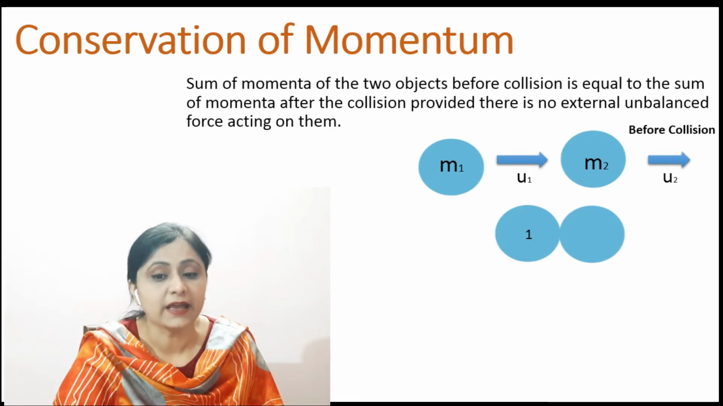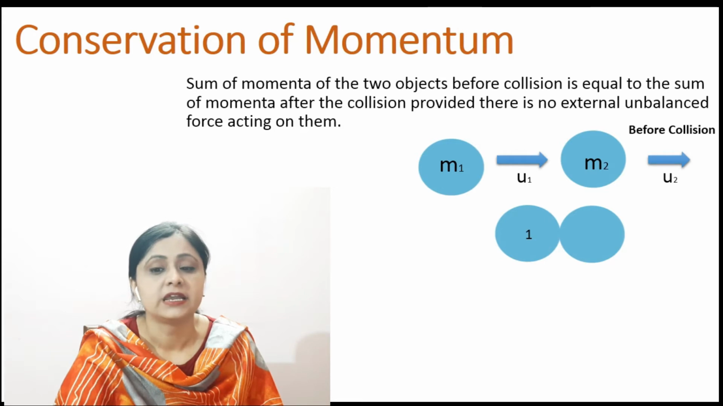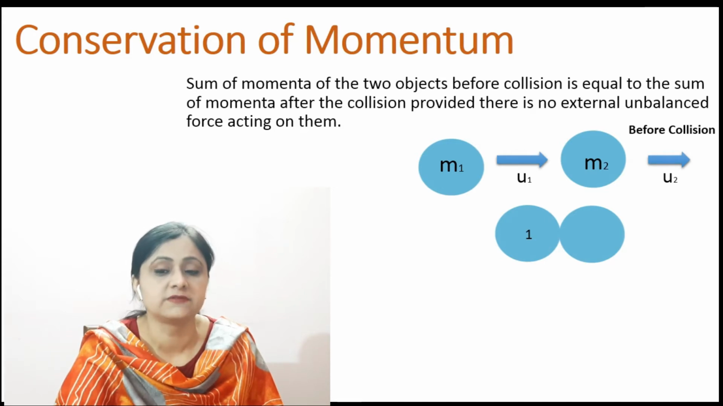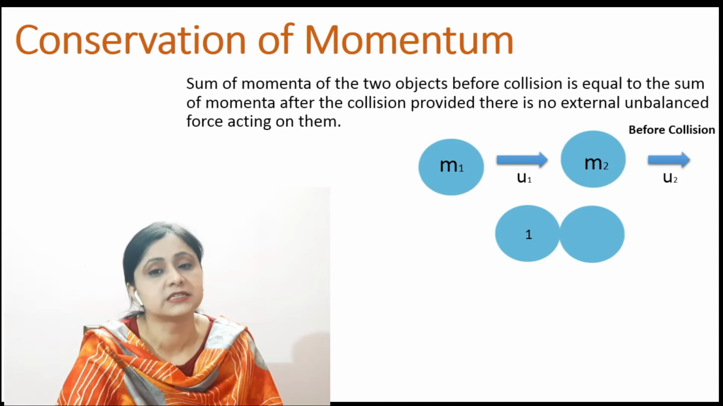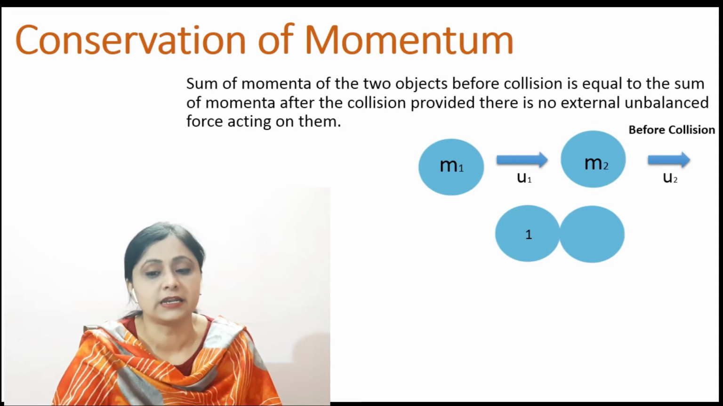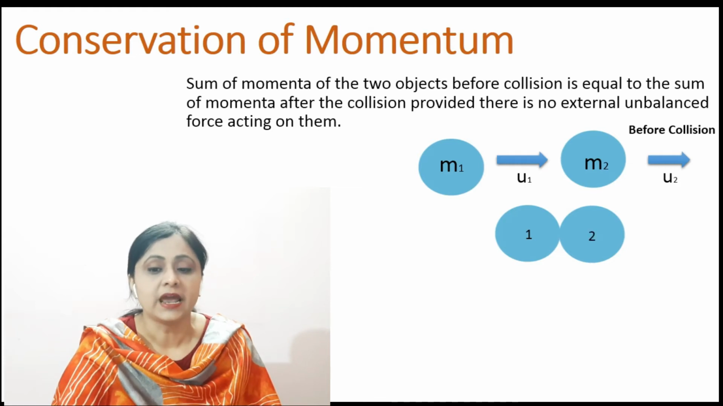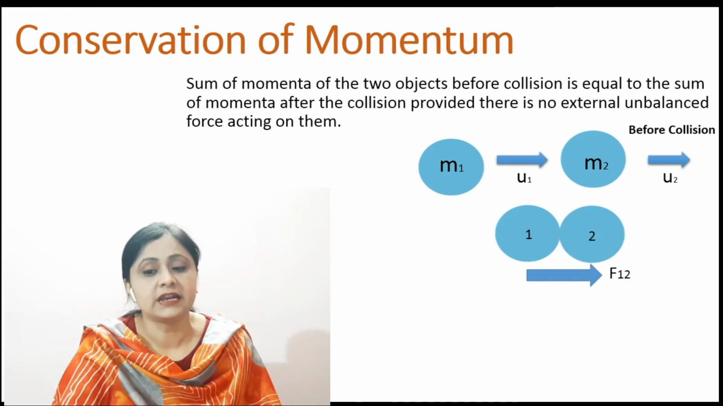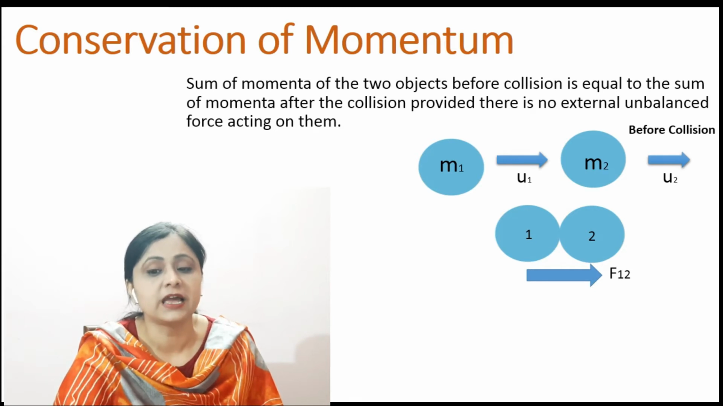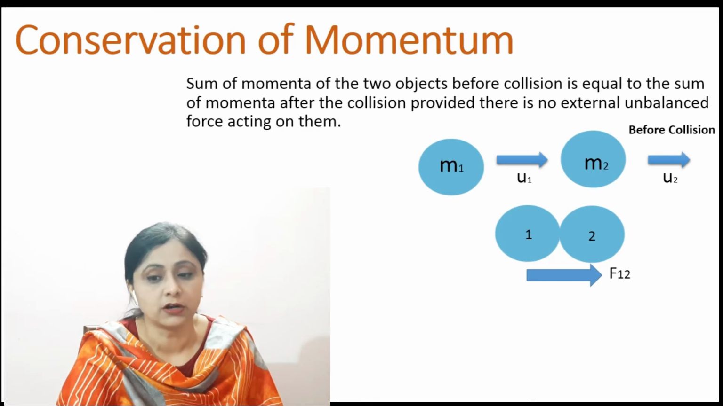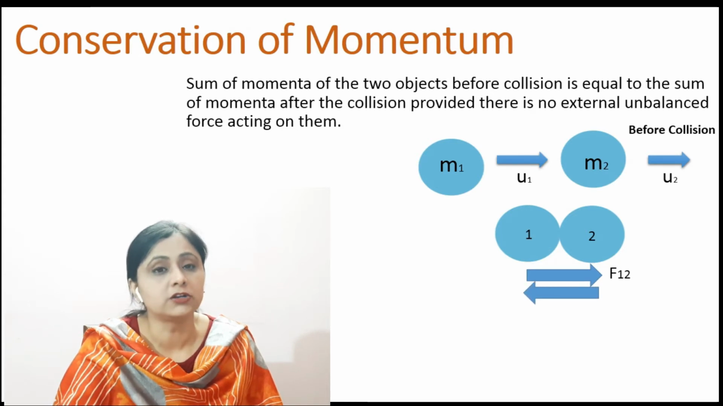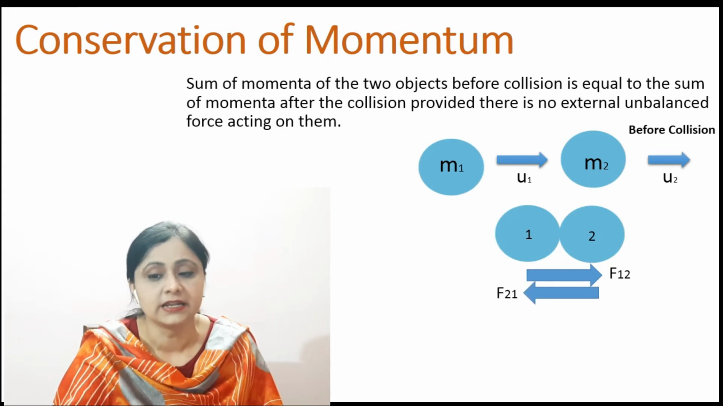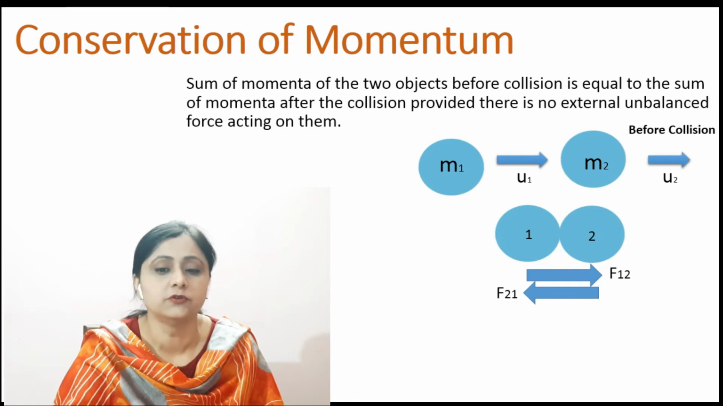Now when they collide with each other, this is ball 1 and this is ball 2. Ball 1, which has mass m1, has more velocity; we can see u1 is more and u2 is less. Now ball 1 will collide with ball 2, and both will apply force. Ball 1 will apply force on ball 2, that's why it is written here F12, and ball 2 will apply force on ball 1, that's why it is written F21.